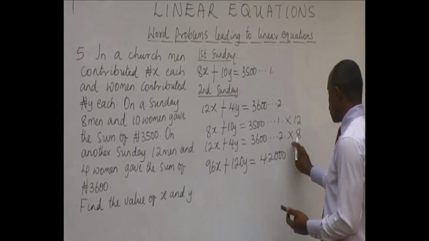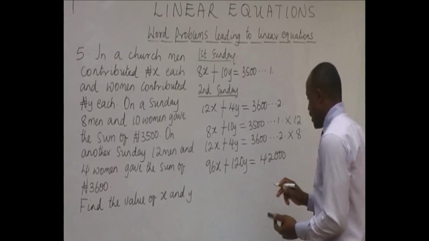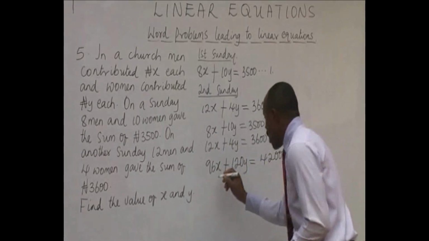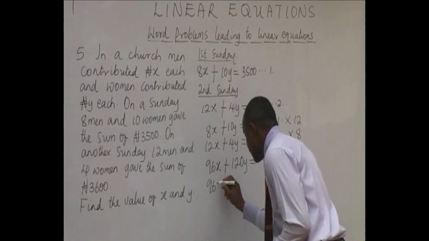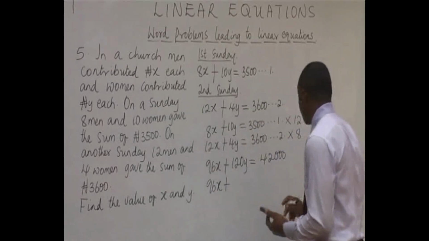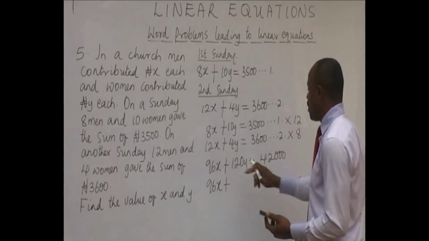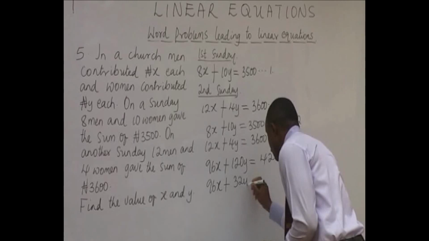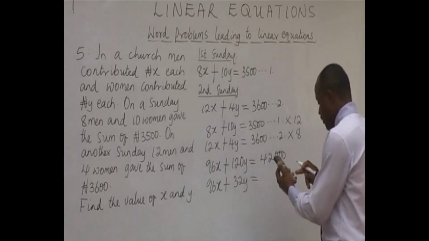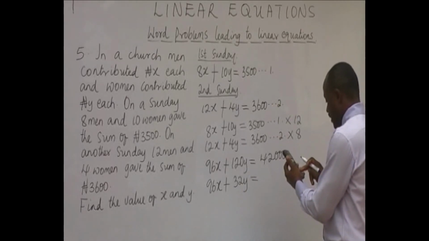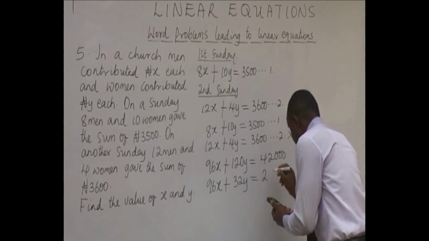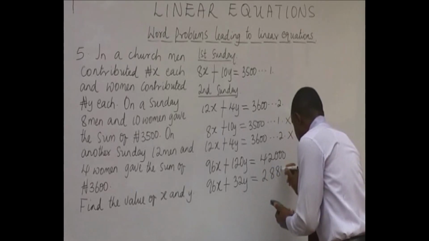Then multiply equation 2 by 8. 8 times 12 is the same as 12 times 8. So we are going to have the same 96x. Plus 8 times 4 will give you 32. So we have 32y. It's going to be equal to 3,600 times 8, giving us 28,800.